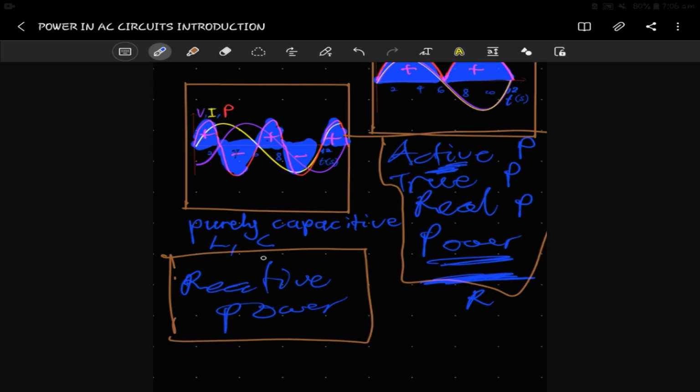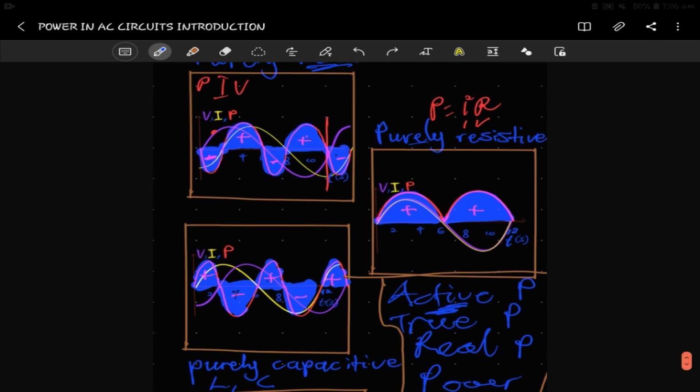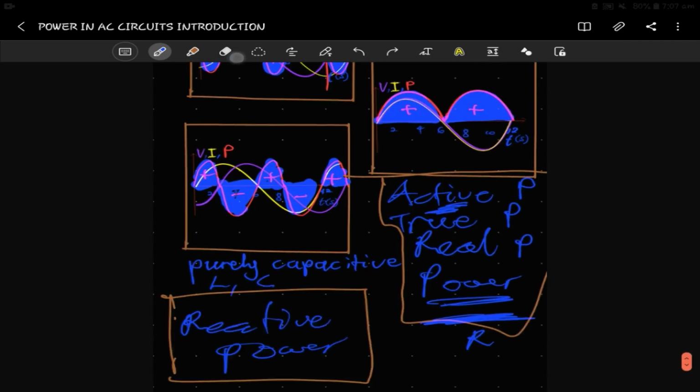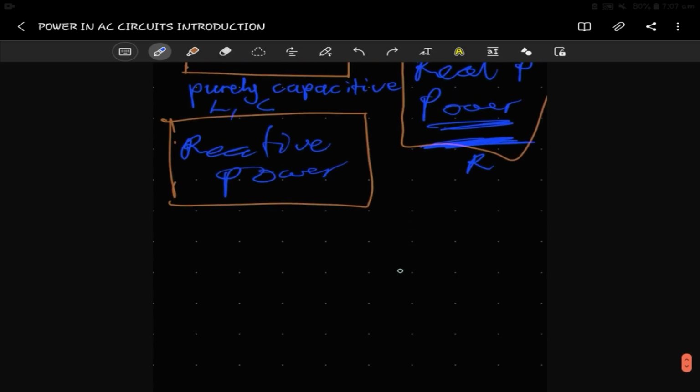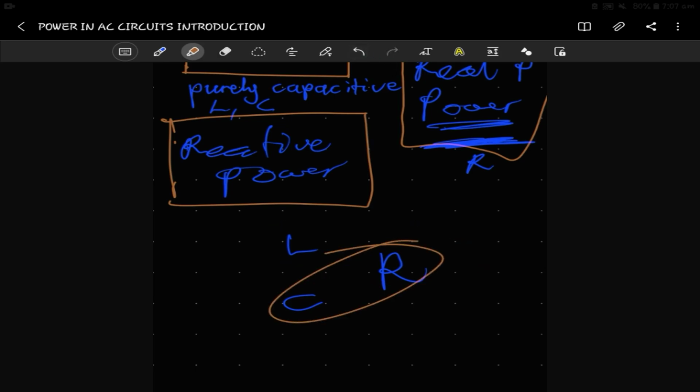A purely inductive or purely capacitive circuit consumes only reactive power, right? Only reactive power. But think about it: what will happen if a circuit does not only have a resistor, but has a resistor, inductor, and capacitor? What if it could be a combination of two of these, or a combination of all of these?